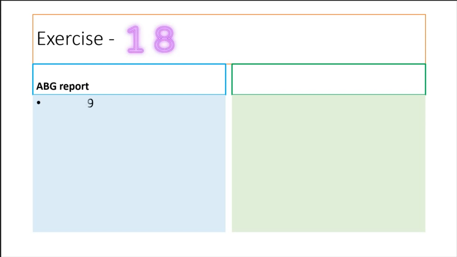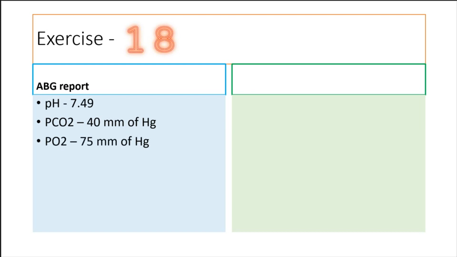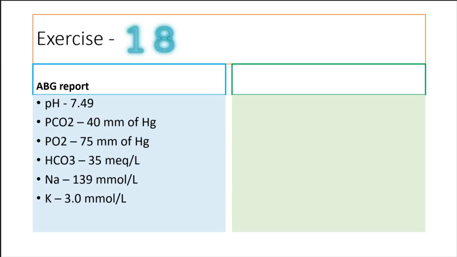Exercise 18. ABG report. pH 7.49. PCO2 40 mm of Hg. PO2 75 mm of Hg. HCO3 or bicarbonate 35 milliequivalent per liter. Na or sodium 139 millimole per liter. K or potassium 3.0 millimole per liter. Cl or chloride 89 millimole per liter.